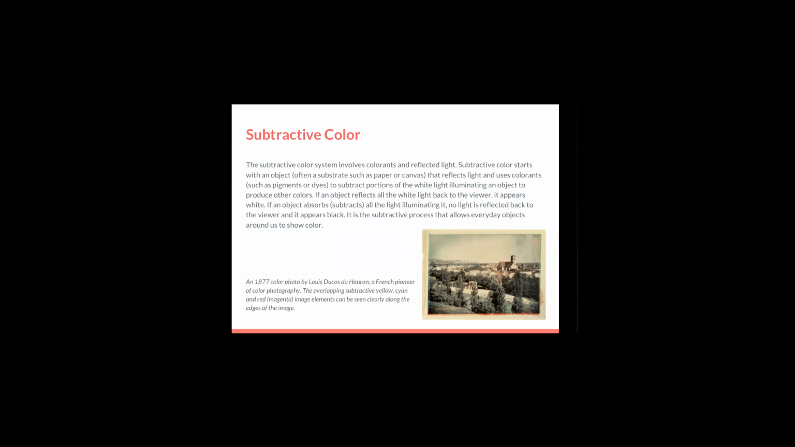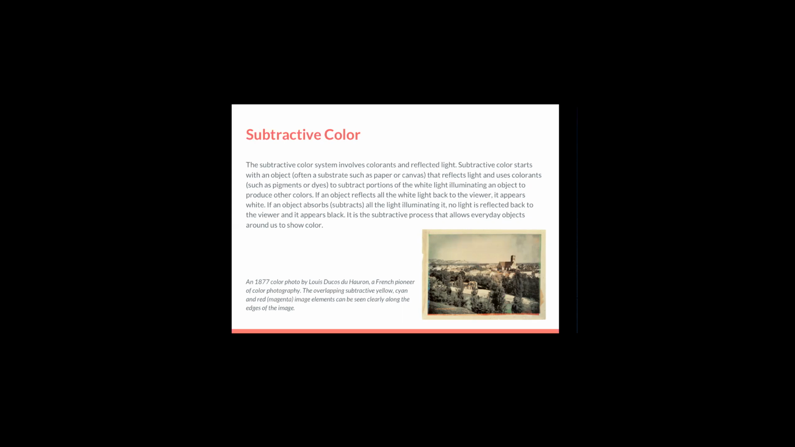So the subtractive color system involves colorants and reflected light. Subtractive color starts with an object, often a substrate such as paper or canvas that reflects light, and uses colorants such as pigments or dyes to subtract portions of the white light illuminating an object to produce other colors. If an object reflects all the white light back to the viewer, it appears white. If an object absorbs or subtracts all the light illuminating it, no light is reflected back to the viewer and it appears black. It is a subtractive process that allows everyday objects around us to show color.